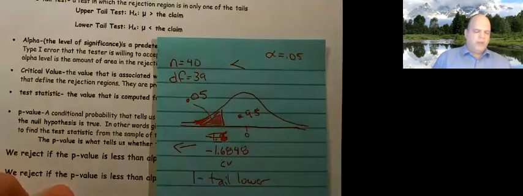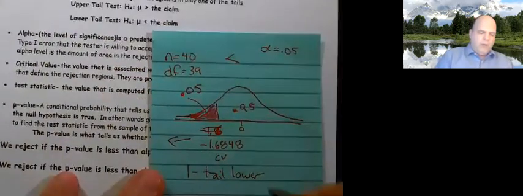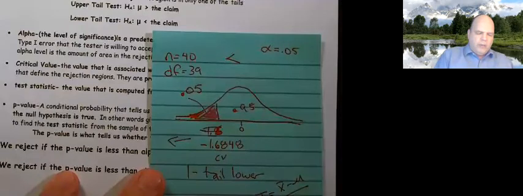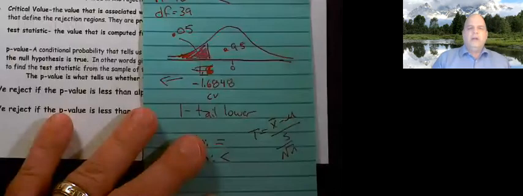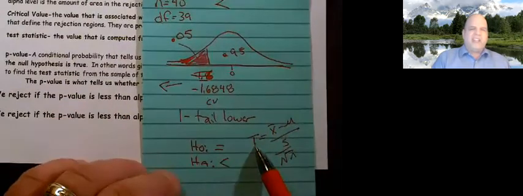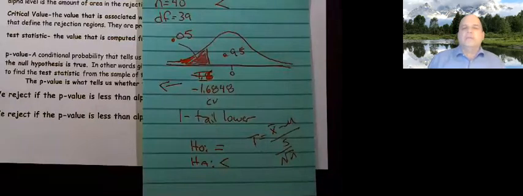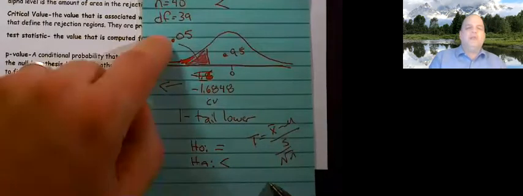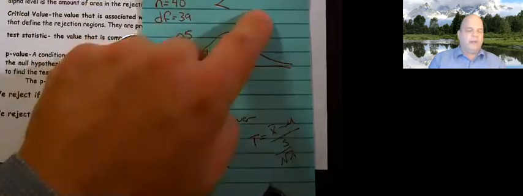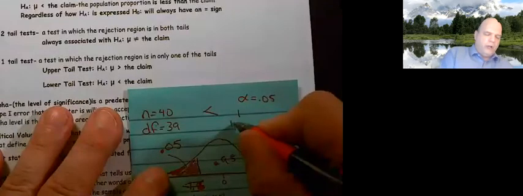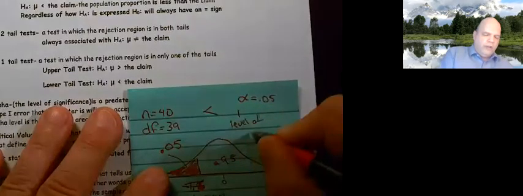All right, negative 1.6848. So after I run my t equals x bar minus mu, s divided by the square root of n, if my test statistic, if my t that I calculate is lower than negative 1.6848, I'm rejecting. Simple as that. Or I can look at my p-value, the probability, and if my probability happens to be less than my alpha level that I set at 0.05, then I'm rejecting. And please don't forget, alpha is also known as your level of significance.